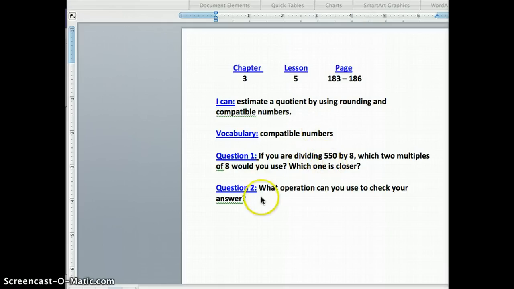and gave her the best estimate. Question 2, what operation can you use to check your answer? If you can't think of this one, I would look back at that first page of your textbook where it says in that section ways to check your answer.